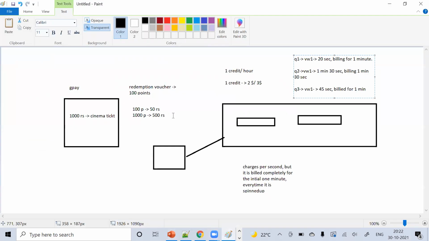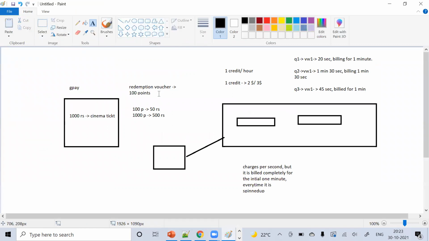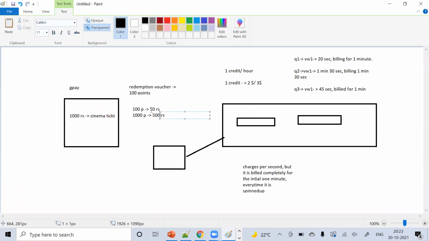So I will just quickly tell what a credit is. I gave an analogy of a redemption voucher. Whenever you do a Google Pay or some online transaction, and you do shopping of a certain amount, say 1,000 rupees, you bought a cinema ticket, the vendor tells you, we give you 100 points for that transaction, and that 100 points actually maps to some money. That could be 100 points, could be 50 rupees. And if you go on collecting up to 1,000, it will be your 500 rupees. And then you can buy something with that. It could be an accessory, watch, or whatever.